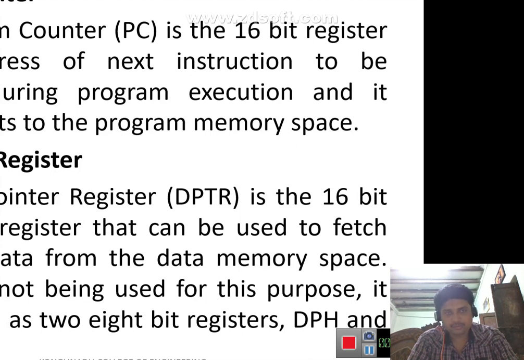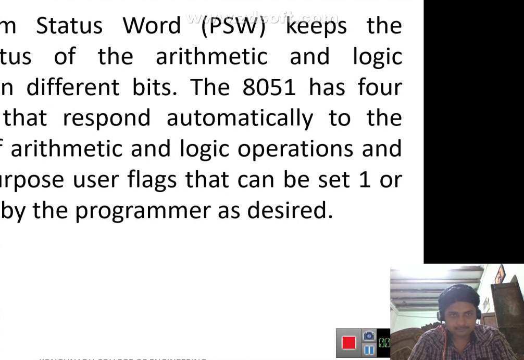I already discussed the program counter. What does it do? It just holds the address until the next instruction is fetched. So this is the program counter. And the data pointer is able to fetch any data from the memory space. If any data is there in memory space, it is able to fetch it and give it to the other data pointer. It also has two 8-bit registers, DPH and DPL. DPH denotes the data pointer high value and DPL denotes the low value.